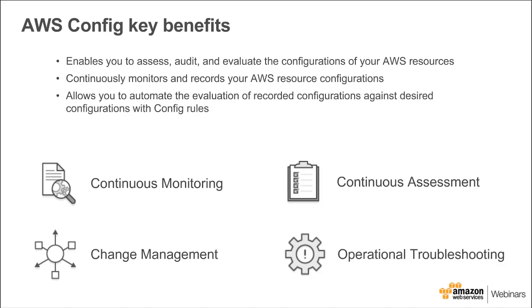Some of the other use cases are change management and operational troubleshooting. Since AWS Config is continuously tracking changes to your resources, you have a full backlog of all the changes that happened in your environment, which you can then refer to offline for troubleshooting purposes.